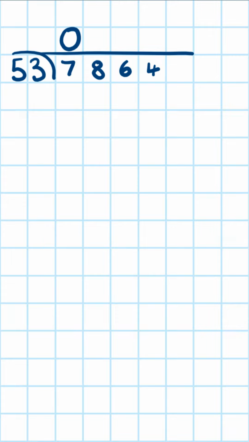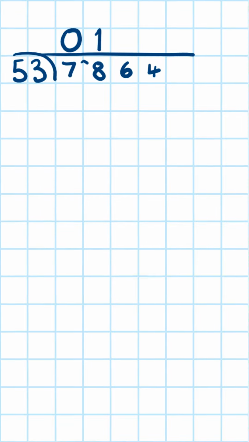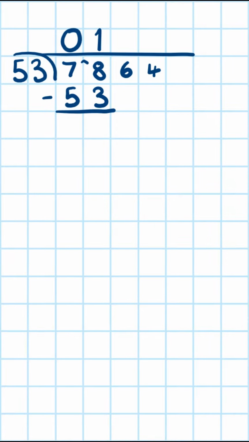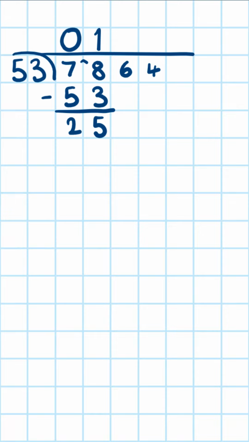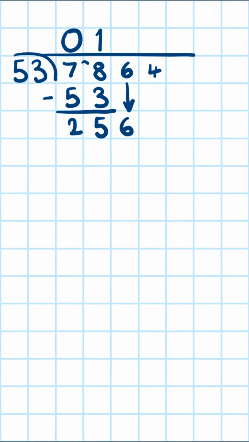If we try now 53 into 78, we can do it once. So we do 78 minus 53. 8 minus 3 is 5. 7 minus 5 is 2. So we now have 25. If we drag down the 6, we end up with 256.